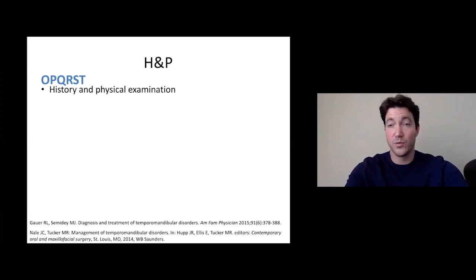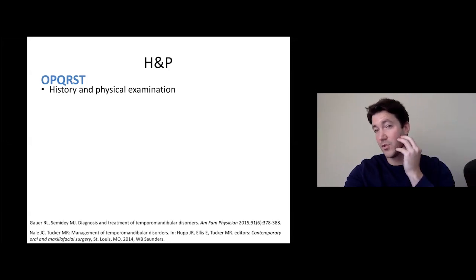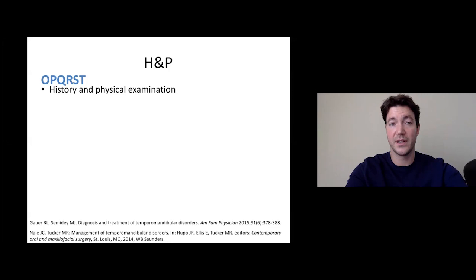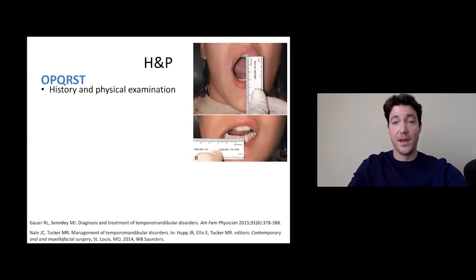Or is it something that's worse throughout the day after they've been eating and chewing a lot and the muscles are becoming more sore? So again, it can help you fine-tune that differential diagnosis. You can also ask timing with regards to when it happened. So did they have a traumatic event 2 years ago and this started right after that? Or did it just sort of happen out of nowhere?